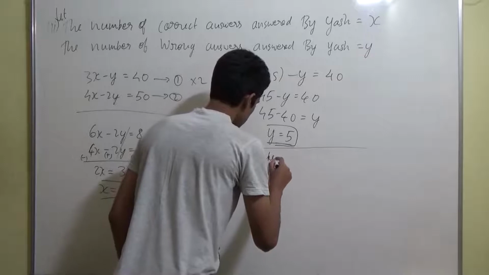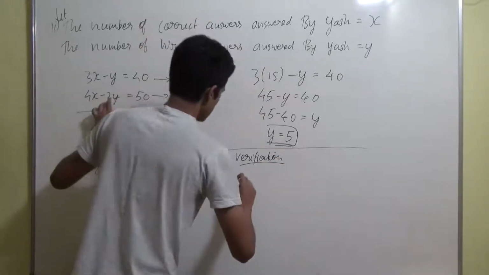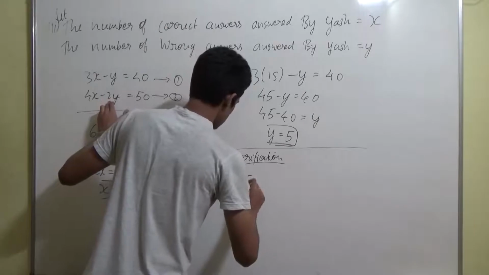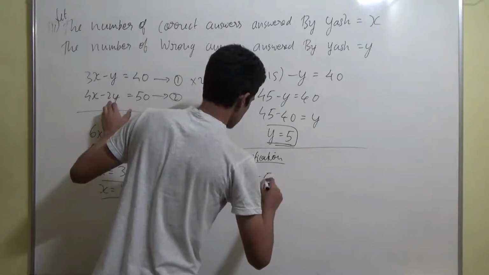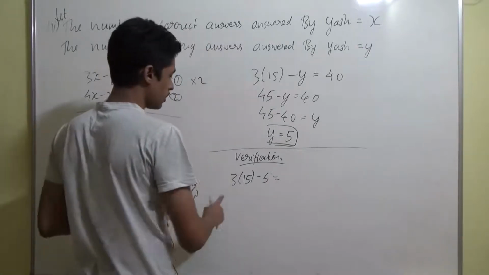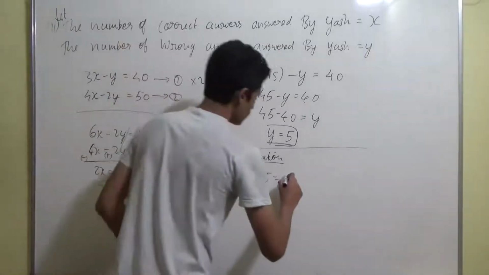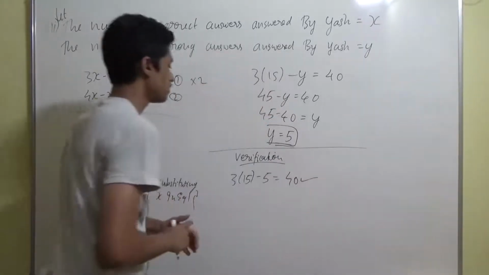Verification you'll do by substituting the value of x and y back into both the equations. 3 into 15 minus 5 equal to 40. We have to check, because in RHS we are supposed to get 40. So 3 into 15 is 45. 45 minus 5 is 40. So it's verified with the first equation.